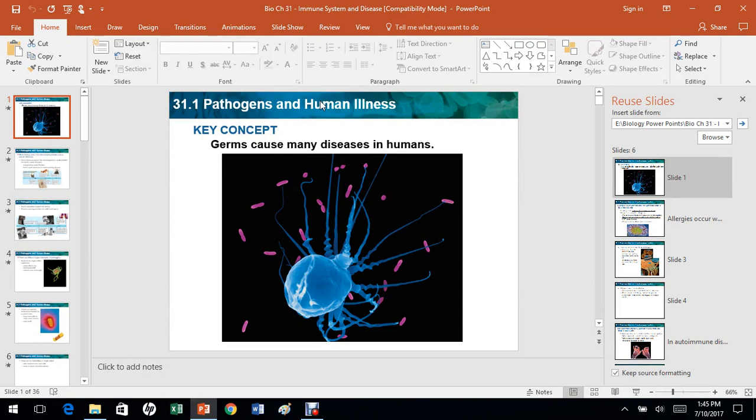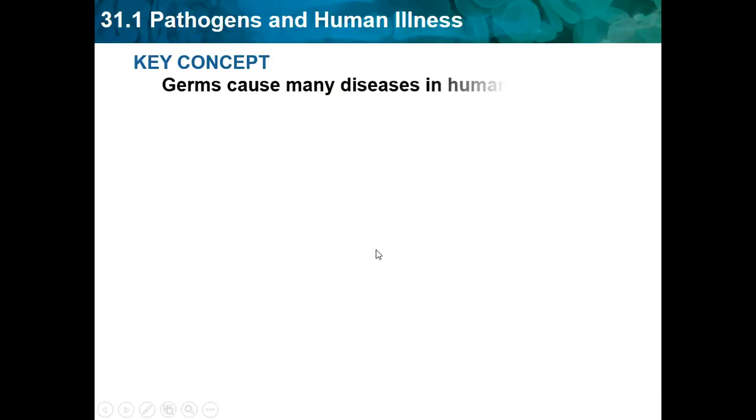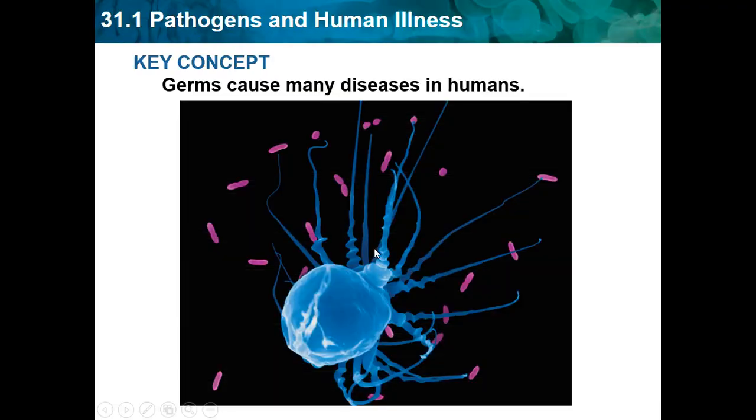Today we're going to be doing chapter 31, which is all about the immune system and diseases. We're getting close to the end of the biology course. There's only 34 chapters, and the last couple of chapters, like the last two we did, were all about the human system. So that's basically what the last chapters are.